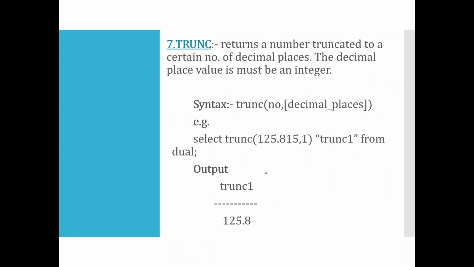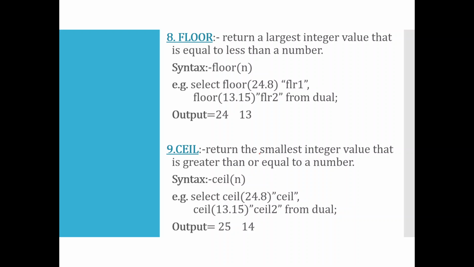Let's move ahead. Truncate, we don't want to do it. Now let's go for floor and ceil functions. Floor means for any given decimal number, it is going to give the number by removing the decimal points. So if it is 24.8, it is going to remove all the decimal points and give the number as 24. If it is 13.15, it will remove this 0.15 and give the number as 13. So floor means the number itself by removing the decimal points.